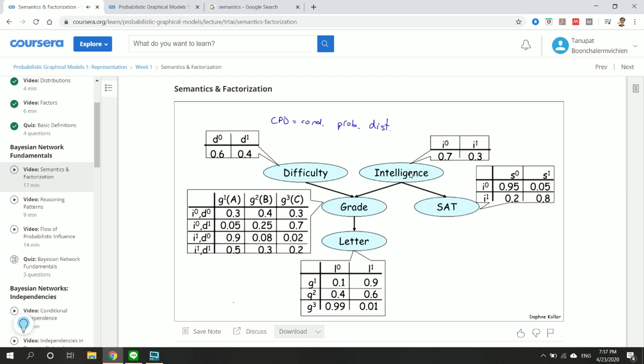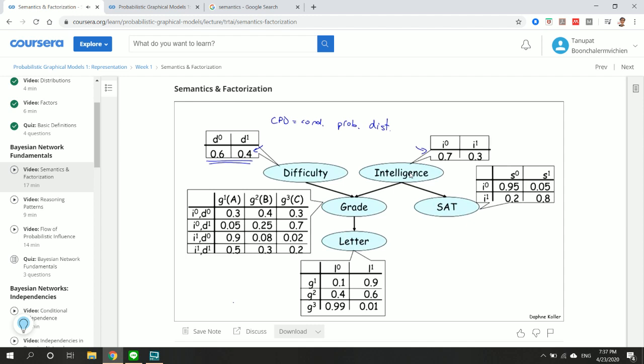So we have 5 nodes, we have 5 CPDs. Now, if you look at some of these CPDs, they're kind of degenerate. So for example, the difficulty CPD isn't actually conditioned on anything. It's just an unconditional probability distribution that tells us, for example, that courses are only 40% likely to be difficult and 60% to be easy. Here is a similar unconditional probability distribution for intelligence. Now this gets more interesting when you look at the actual conditional probability distributions.